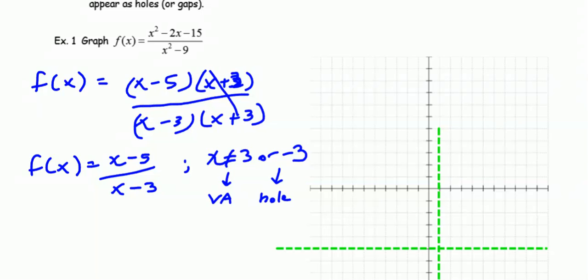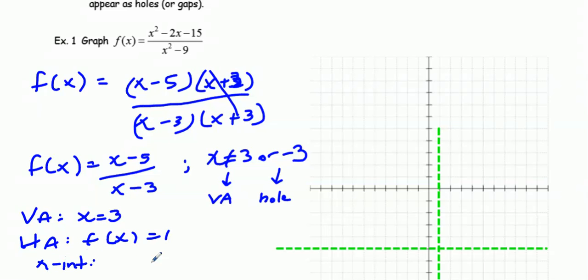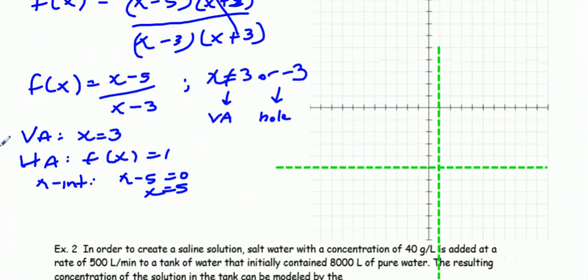So now I'm going to graph f of x equals x minus 5 over x minus 3, just like you learned how to in section 3.3. We're going to find the four key features: the vertical asymptote, which we already did, that's x equals 3. The horizontal asymptote, which is the ratio of the coefficients of the x's, remember, so that's f of x equals 1. We're going to find the x-intercept, which occurs where the numerator equals 0, so that's x equals 5.